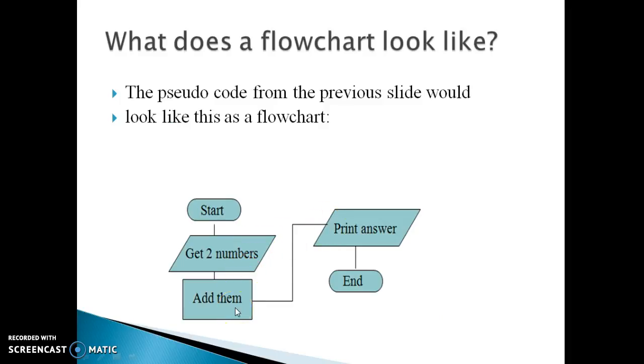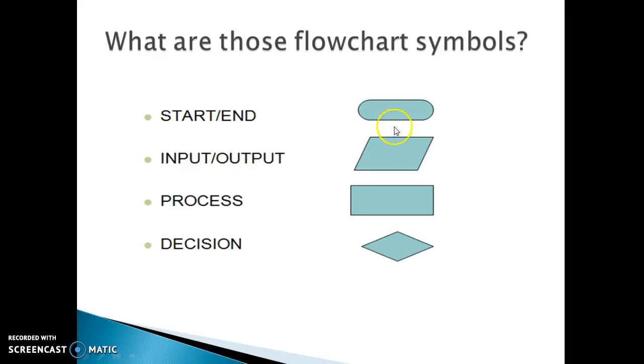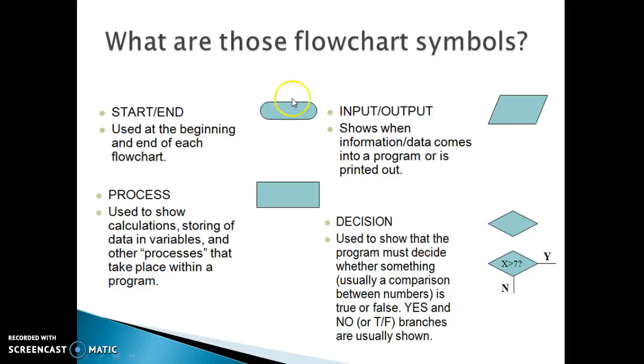These are the basic symbols of the flowchart. There are many symbols in the flowchart, but these are the basic 4 symbols. First, the start and end, second is the input output that will be represented by the parallelogram, processing that will be represented by the rectangle, and decision that will be represented by the kite or diamond symbol. We already discussed this is the beginning and end symbol.